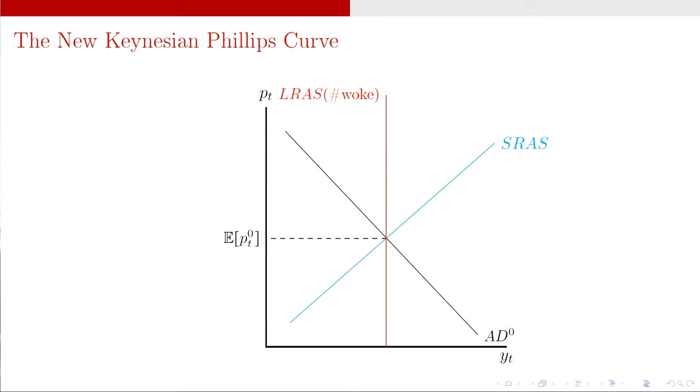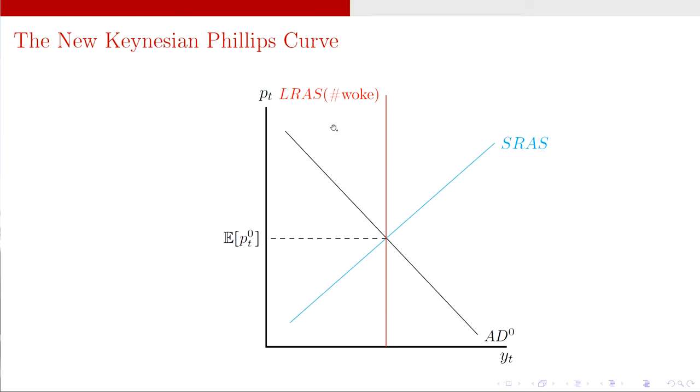So if we think about it like this, the new Keynesian Phillips curve is this blue curve that says SRAS, and this is the expected price level. Now, in the real business cycle model, this was just the price level. Here, it's the expected price level because firms are setting their prices based on the expectation of what they think things are going to be in the near future. So the expected price level always occurs when this red line, the long-run aggregate supply curve, or the aggregate supply curve that is predicted by the real business cycle model, thus the flexible price aggregate supply curve, intersects with short-run aggregate supply and aggregate demand. The intersection of these three leads to an expected price level.